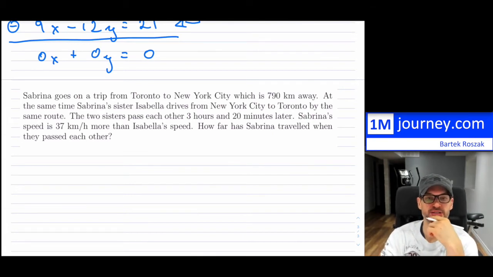So that trip is 790 kilometers away. Her sister, Isabella, drives from New York, so in the opposite direction. The two sisters pass each other 3 hours, 20 minutes later.